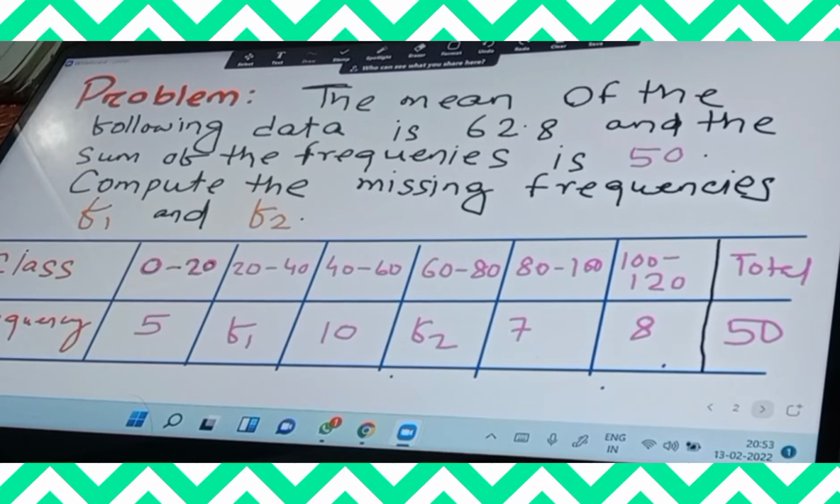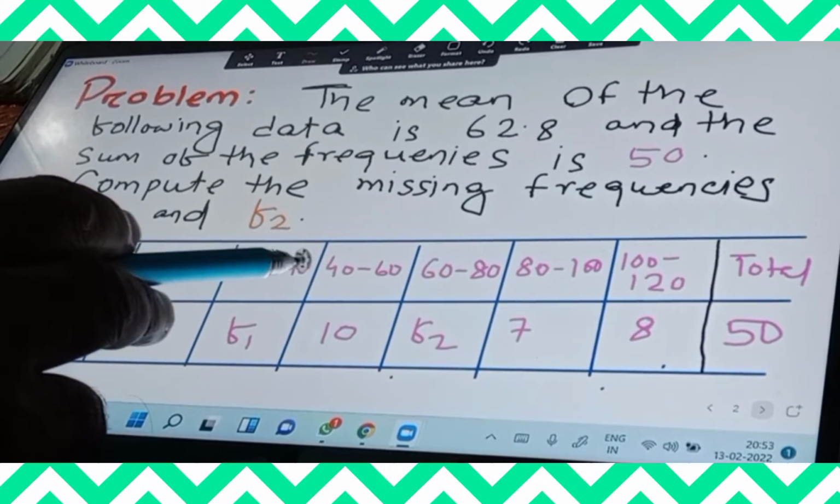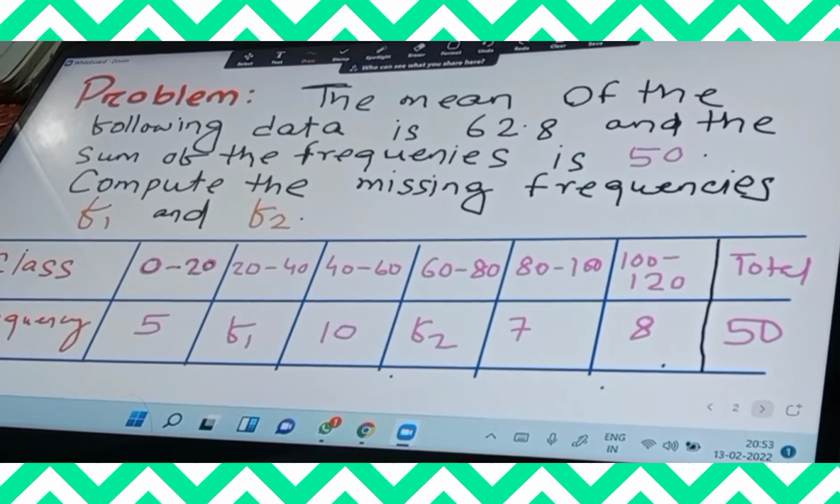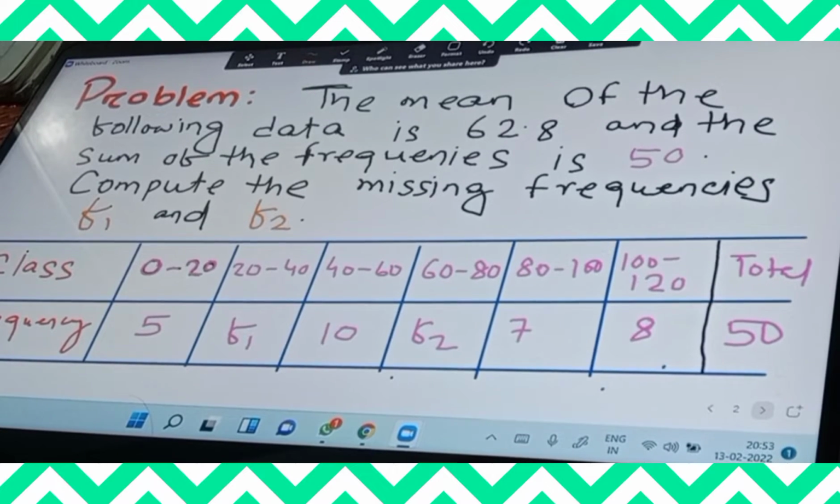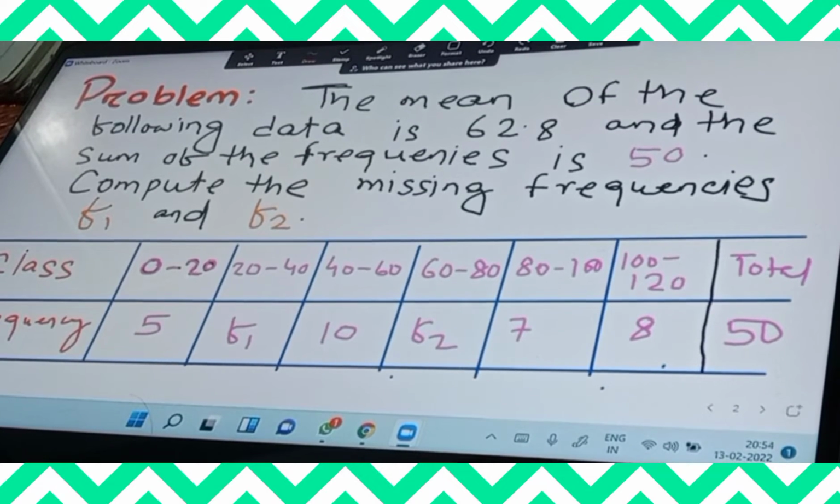Here a frequency distribution table is given in front of you. The class intervals are given: 0 to 20, 20 to 40, 40 to 60, 60 to 80, 80 to 100, 100 to 120, and the frequencies are given as 5, f1, 10, f2, 7, 8, and the total frequency is given as 50.